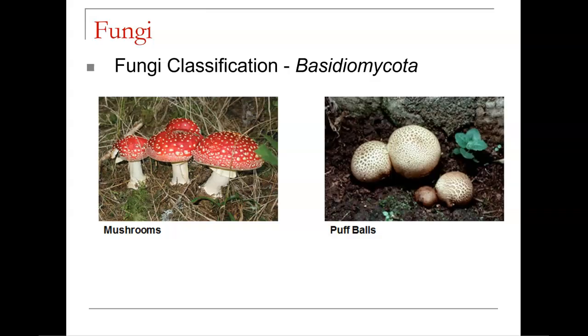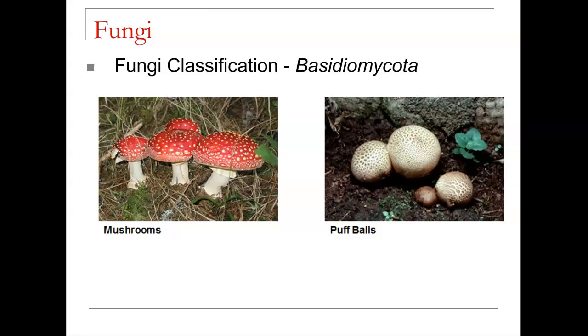Next, we have the category Basidiomycota. These are going to consist of mushrooms and what we call puffballs. The basidiocarps are going to be the fruiting bodies, and they consist of tightly woven hyphae that are going to extend into multiple projections called basidia.